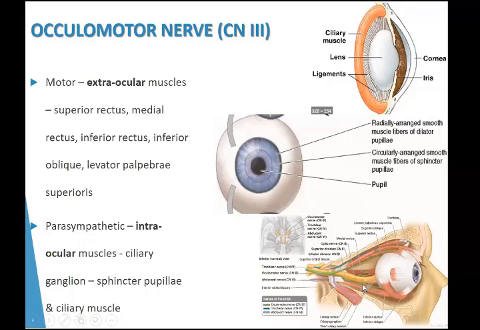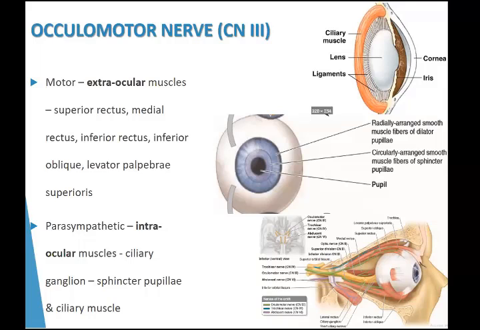the eye, or extraocular, okay. Which muscles does this nerve supply? It supplies the superior rectus. It supplies the medial rectus; this is the lateral side, this is the medial side, so it supplies the medial rectus, the inferior rectus, the inferior oblique, and a muscle of the eyelid, levator palpebrae superioris, okay. So it supplies these four extraocular muscles and one muscle of the eyelid, levator palpebrae superioris.